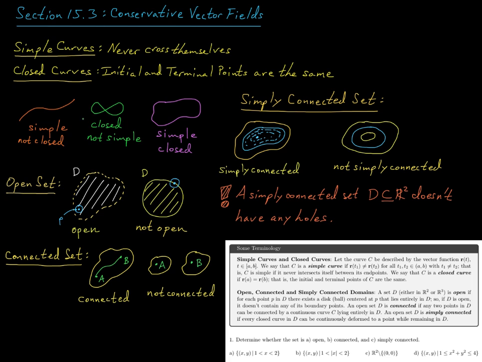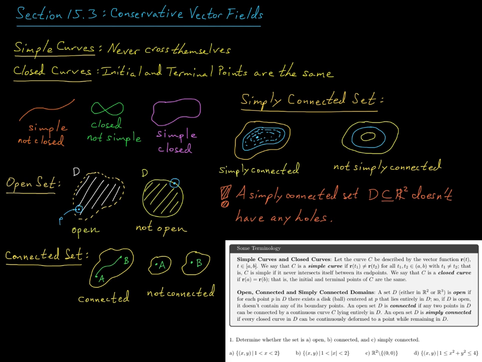All right. So next up we have what are known as open sets, and this could be a set either in R2 or in R3. A set is open if for each point in the set there exists a disk centered at that point that lies entirely in the set. So here's an example of an open set in R2, and this dashed boundary here is telling us that we're not including the points on the boundary.